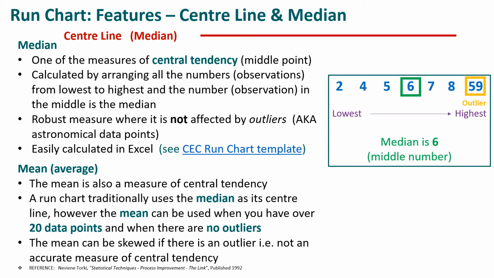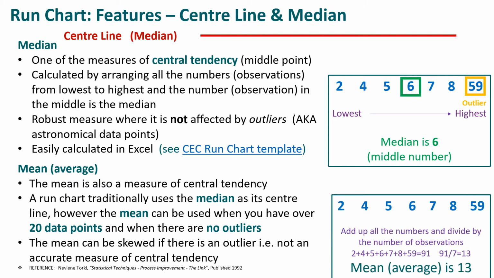So when we look at our data set again, same data set, the way you calculate the average is you add up all the numbers and divide by the number of observations. So here, if you add up 2 plus 4 plus 5, etc., you get 91. And there's 7 observations, which gives a mean or an average of 13. 13 is not a great measure of central tendency in this respect because of that outlier. And that is why the median is a much more robust figure.